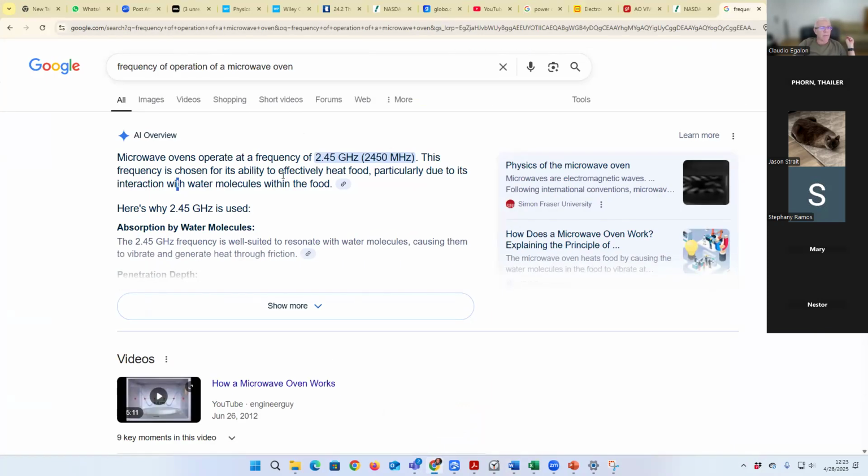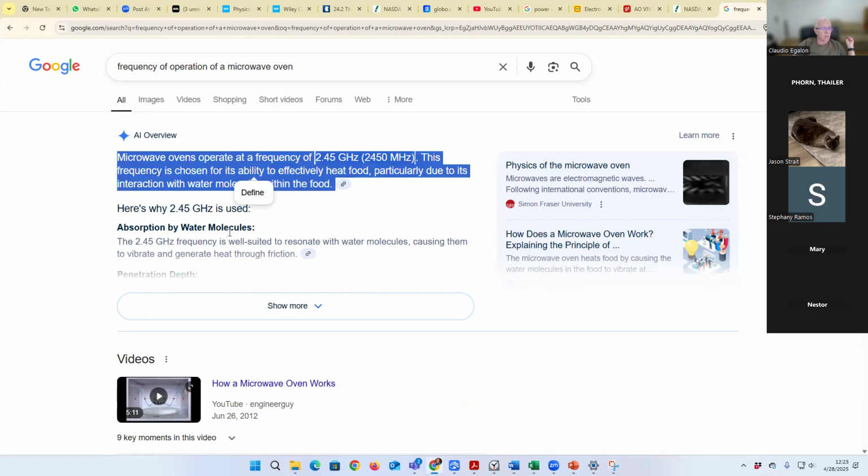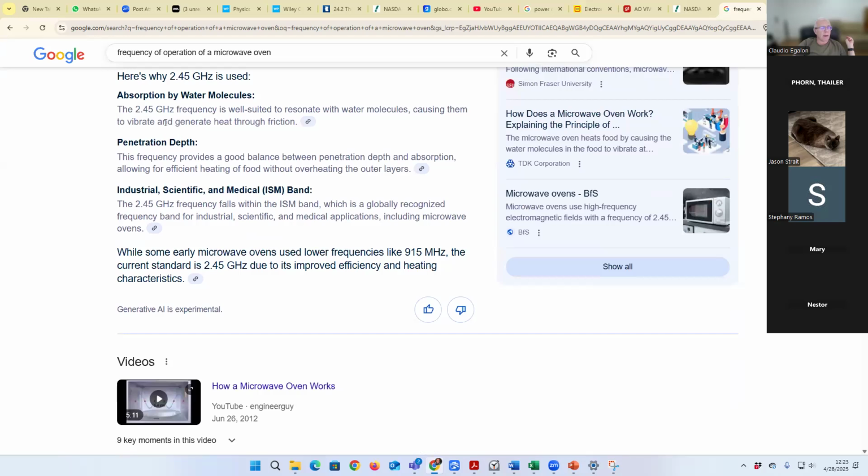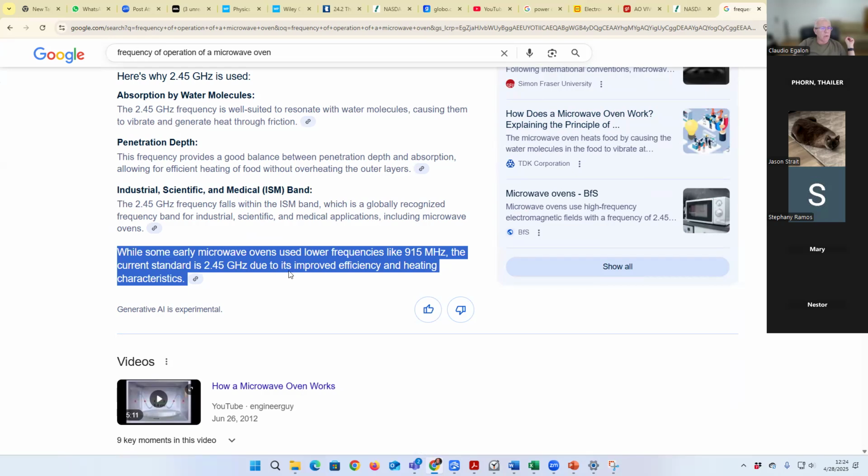This frequency is chosen for its ability to effectively heat food, particularly due to its interaction with water molecules within the food. Water molecules absorb electromagnetic waves with this frequency, which coincides to be in the microwave region of the spectrum. While some early microwave ovens used lower frequencies, like 915 megahertz, the current standard is 2.45 gigahertz due to its improved efficiency and heating characteristics, okay?